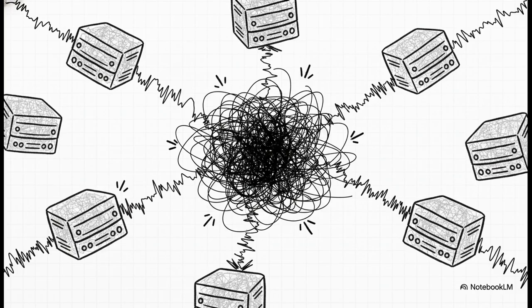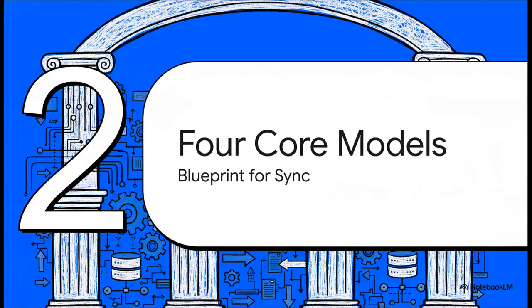But you can't just have every server constantly screaming at every other server with updates. The whole network would just grind to a halt. The solution has to be something really elegant and incredibly efficient. So how in the world does Active Directory pull this off? Well, the answer isn't just one simple trick.